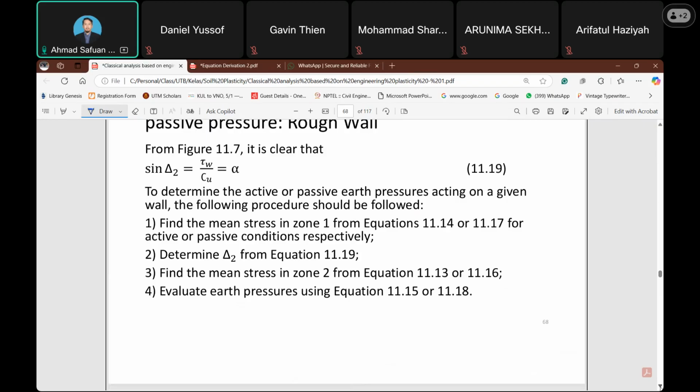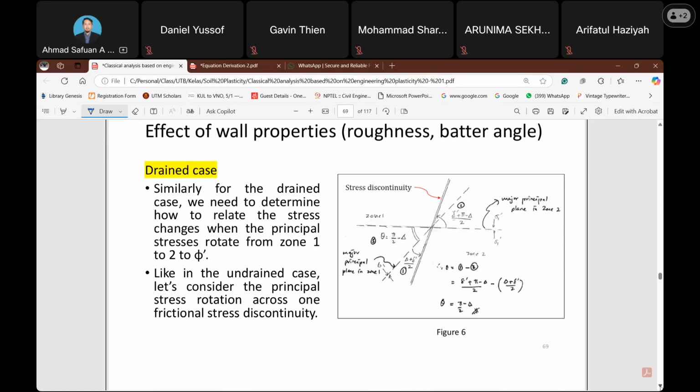So this is the procedure that we need to follow in order to solve for the different soil types, if we deal with a rough soil, a rough wall, and also if there is an inclination angle of the wall. This is for the undrained case.